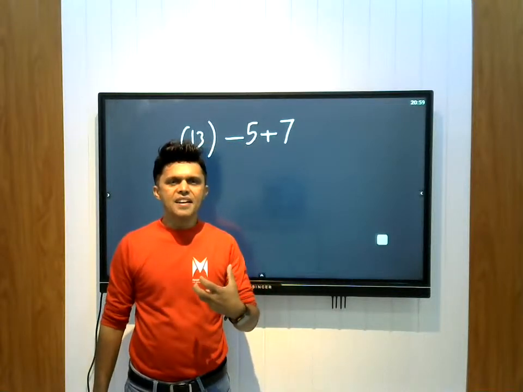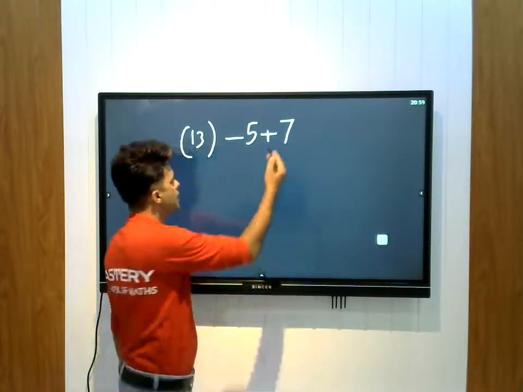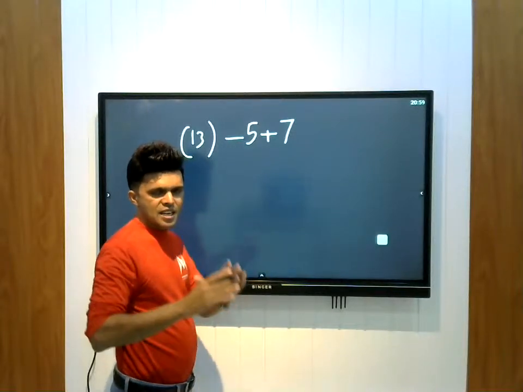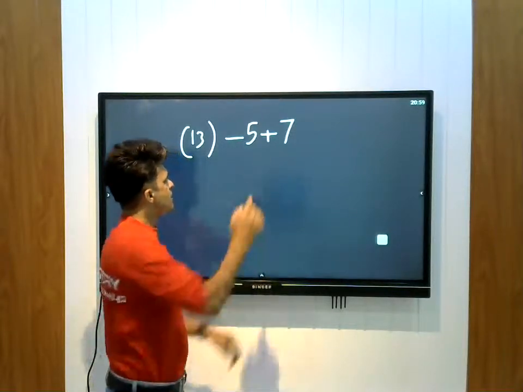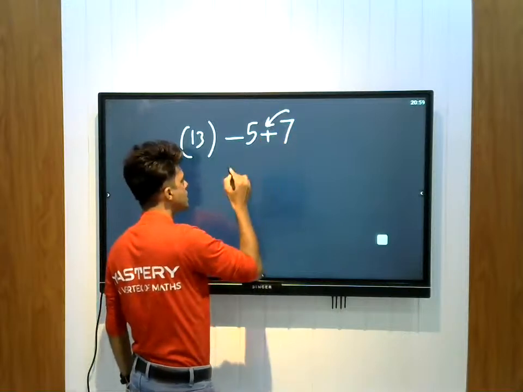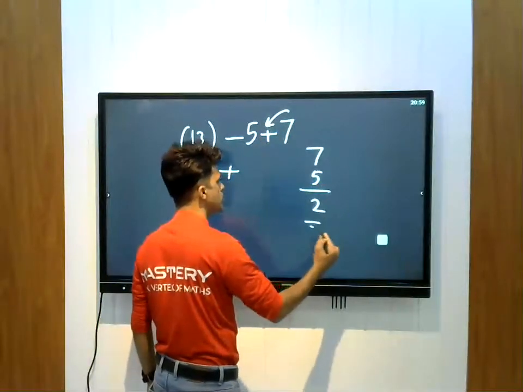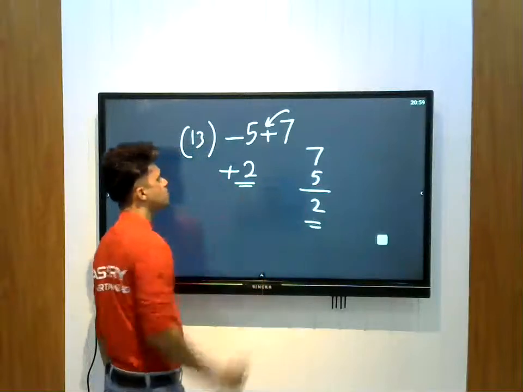The weighted digit is 7. Here you need to write the sign opposite to the weighted digit. The weighted digit is 7. The sign opposite to the weighted digit is positive. After that, 7 minus 5 is 2. The answer is plus 2.